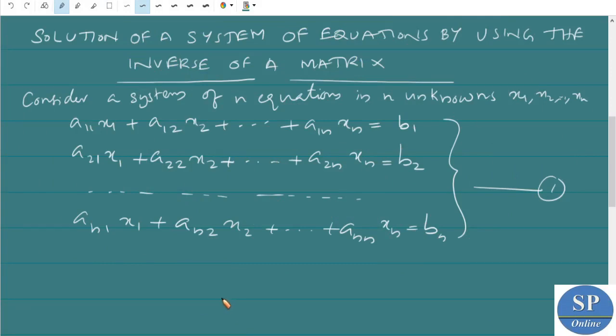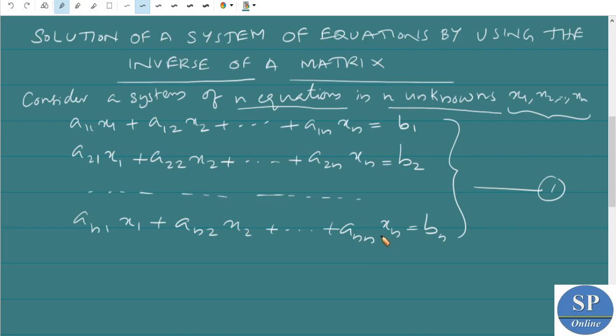So consider a system of n equations in n unknowns. Here the n unknowns are given by x1, x2, etc., xn. That is, the system is a11 x1 plus a12 x2 plus etc. a1n xn equal to b1, a21 x1 plus a22 x2 plus etc. a2n xn is equal to b2, etc. an1 x1 plus an2 x2 plus etc. ann xn equal to bn.